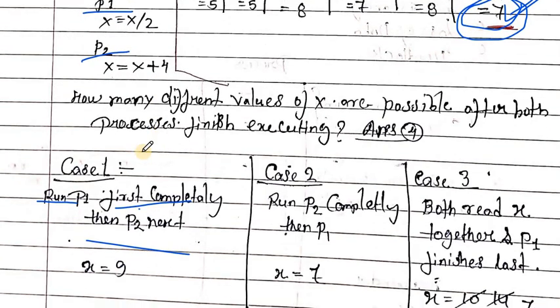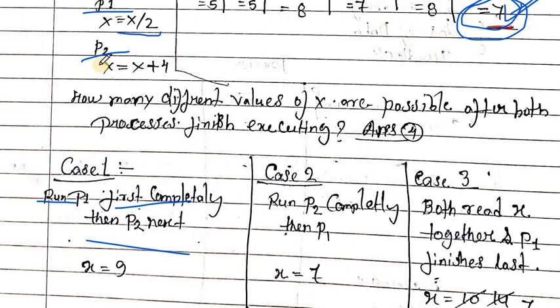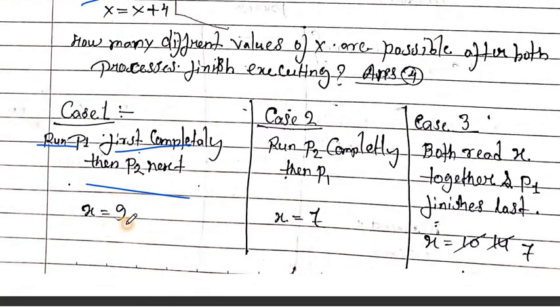Okay, so what will the outcome be? When P1 executes first, it divides X by 2, so there is 5. Then P2 runs second, and the value of x is now 5. Then 5 plus 4 results in 9.